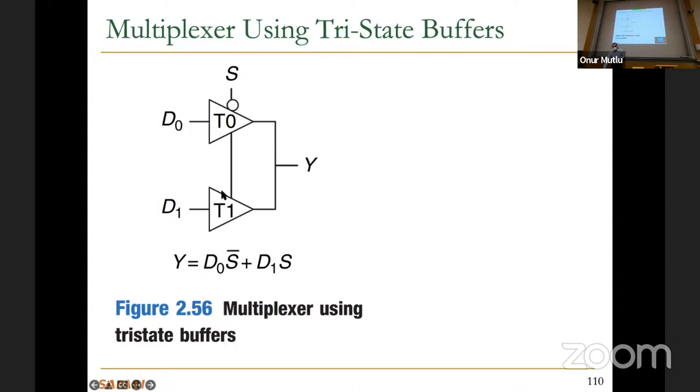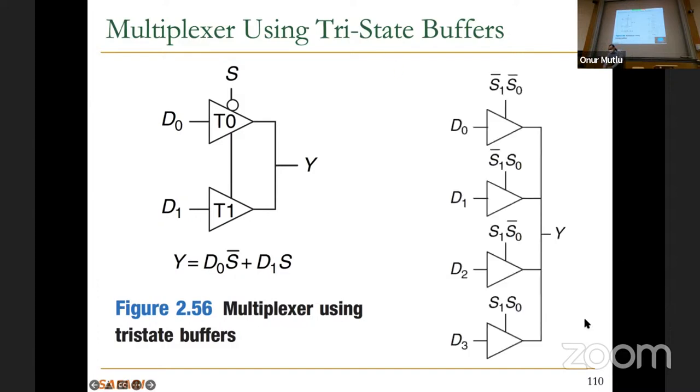This is disabled because select input is zero. So Y is D zero. If the select input is one, this is disabled. This is enabled. So Y becomes D one. So we're implementing this logic function using tri-state buffers only. So now you've seen another way of building a multiplexer using an even simpler logic element called tri-state buffer.